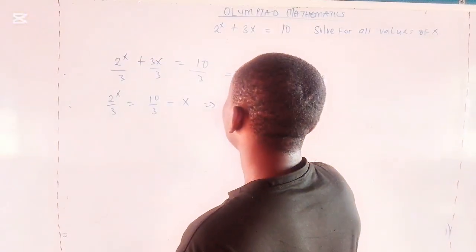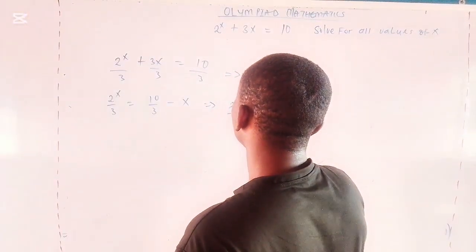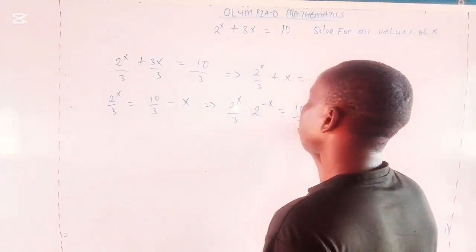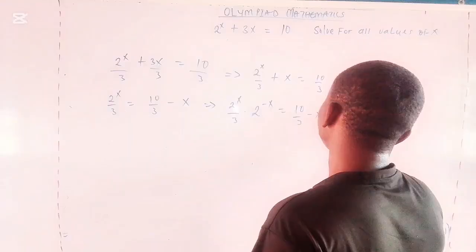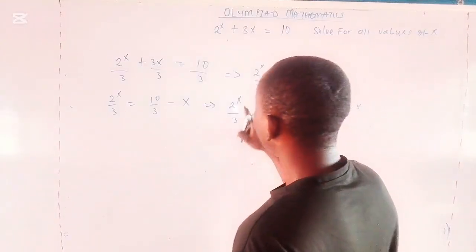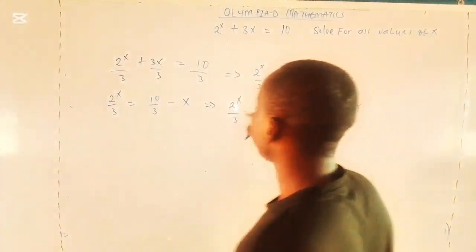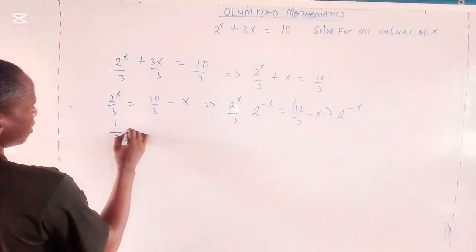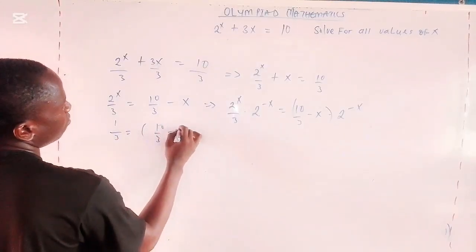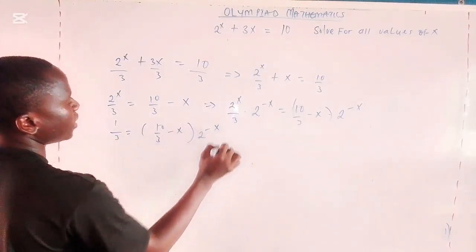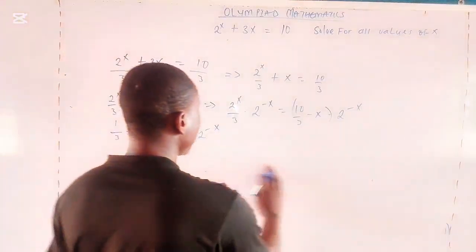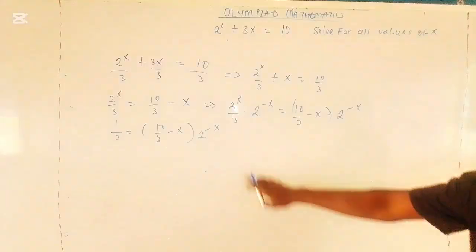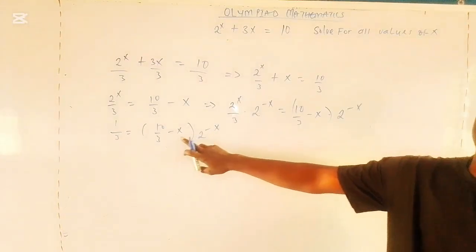Or you multiply both sides by 2 raised to the power of negative x. So we're going to have 2 raised to the power of x over 3 multiplied by 2 raised to the power of negative x, equal to 10 over 3 minus x multiplied by 2 raised to the power of negative x. Okay? So 2 raised to the power of x multiplied by 2 raised to the power of negative x will actually give us 1. So we have 1 over 3 is equal to 10 over 3 minus x, then multiplied by 2 raised to the power of negative x. Now, the next thing we are going to do is, I want this guy to be the same thing as this guy.